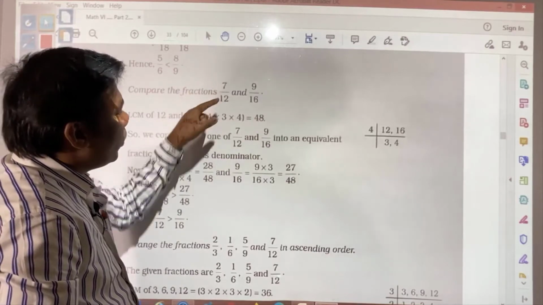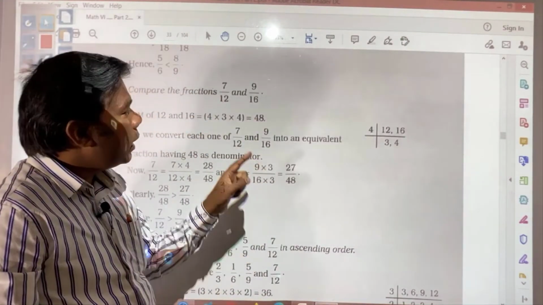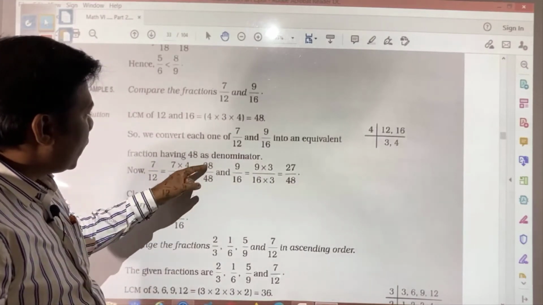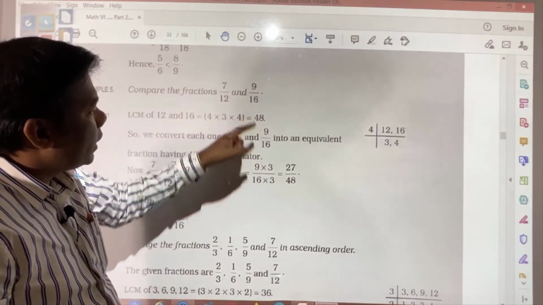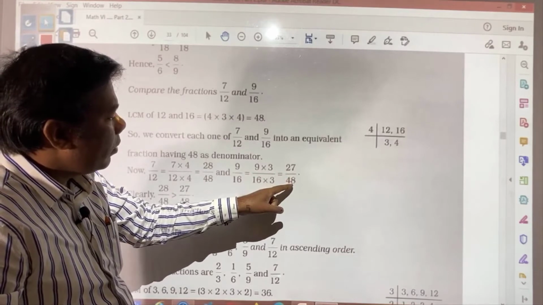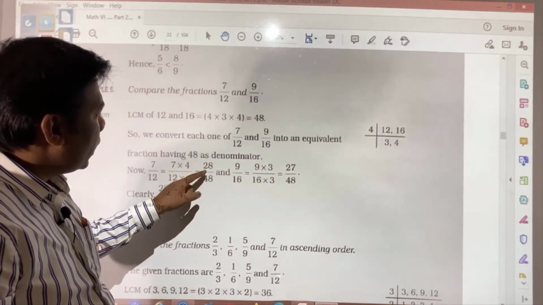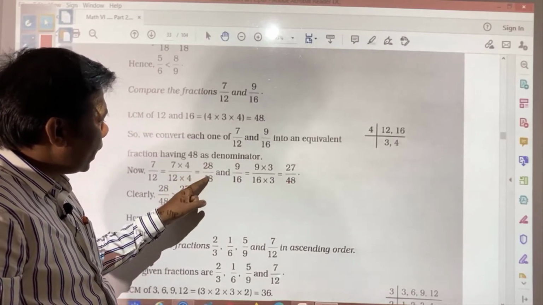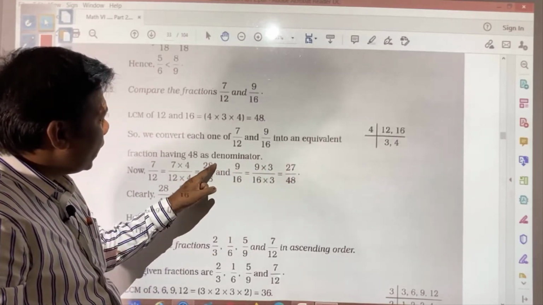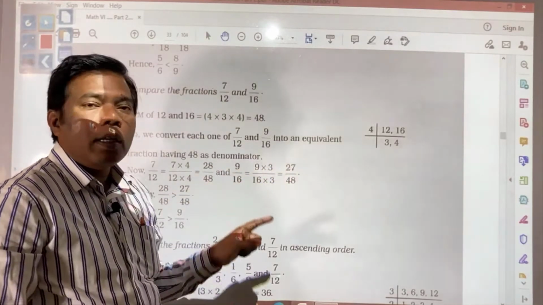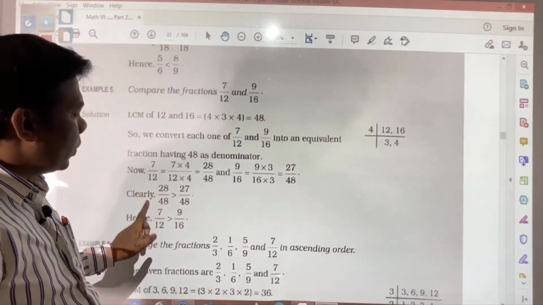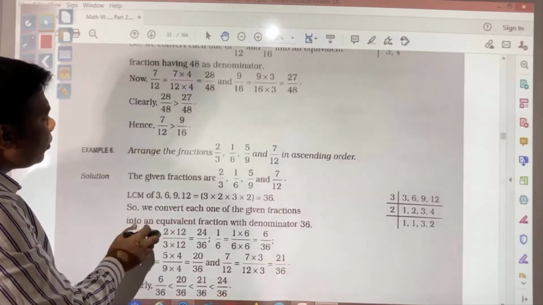So 7 by 12 is required to be converted to denominator 48. So you have got 28 by 48. 9 by 16 can be written as 27 by 48. Now you compare 28 by 48 and 27 by 48. Since 28 is greater than 27, that's why 28 by 48 will be greater than 27 by 48. So just you see, in this way this is required to be done.